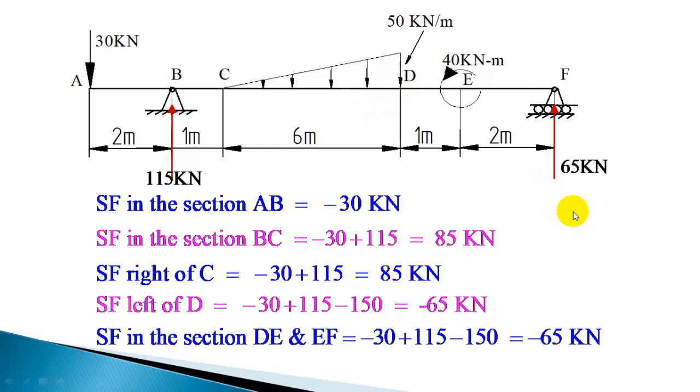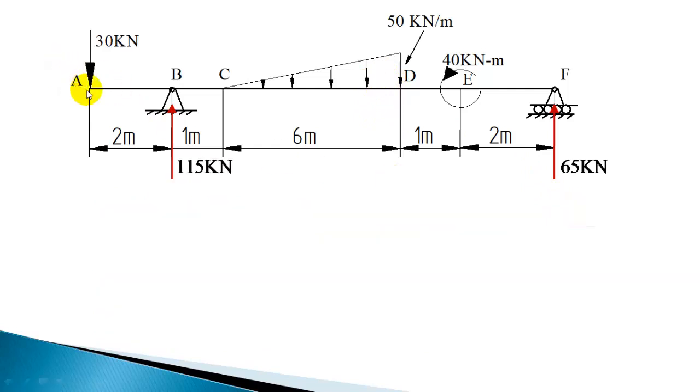Now let us calculate the bending moment at various points. Bending moment at A, you know, is going to be 0, and even at F the bending moment is 0. Now you have to calculate the bending moment at B. Bending moment at B is minus 30 into 2. So this force is producing a negative moment. So minus 30 into 2, or minus 60 kilonewton meter. That is the bending moment at B.